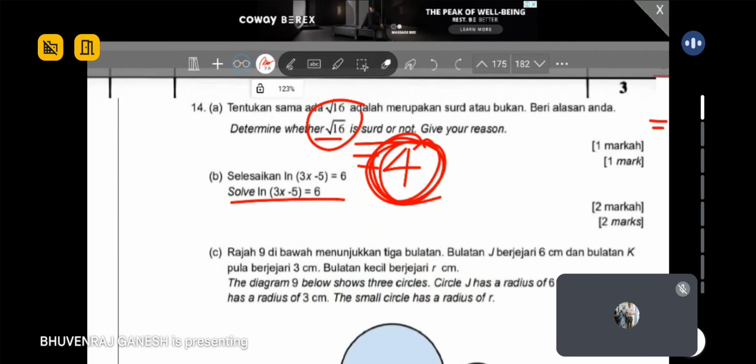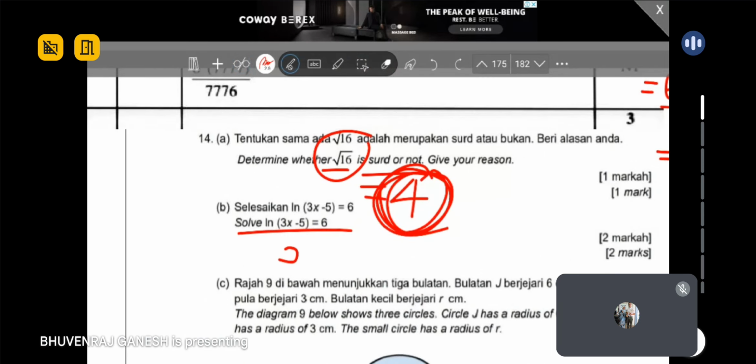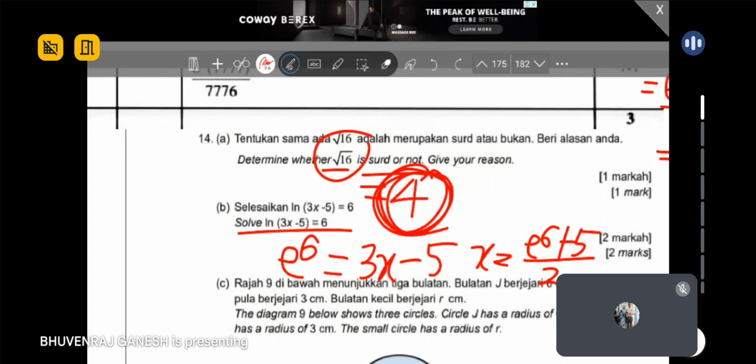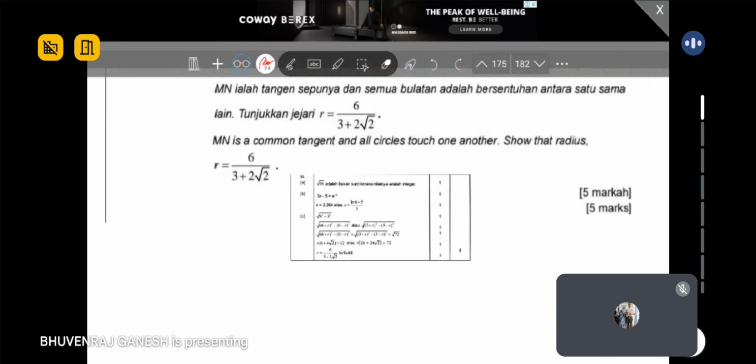So for this one, how to solve? Again, you shift the ln. Am I right? Pindah ln macam ni. Then you solve for x. e power 6 plus 5 over 3. Tekan calculator saja. Just press and get the answer. So jawapan dia akan macam ni.